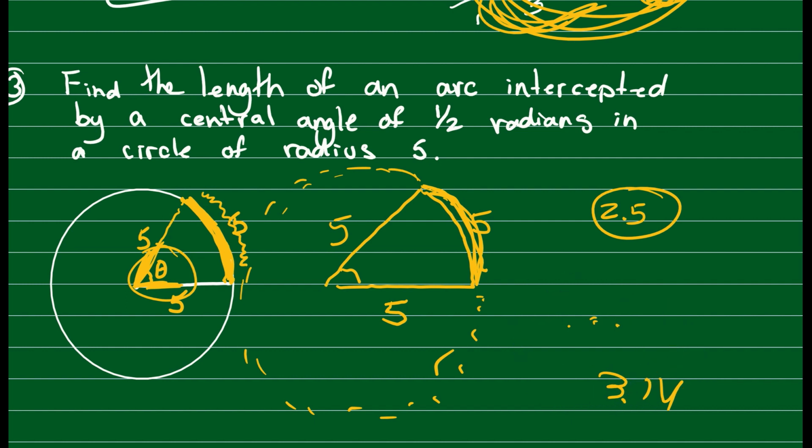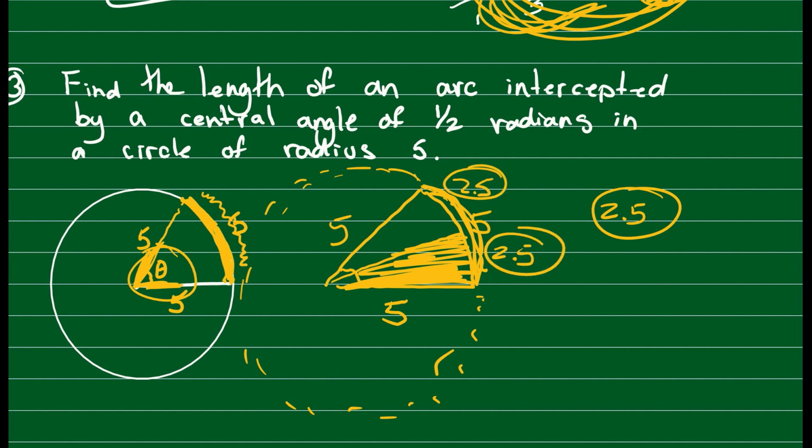So let's see. Now, if they want half, a lot of students will see it this way instead. They take only halfway. Ta-da! Okay, so if the whole thing was 5, this is 2.5 and this is 2.5 as well. So we get the exact same answer.